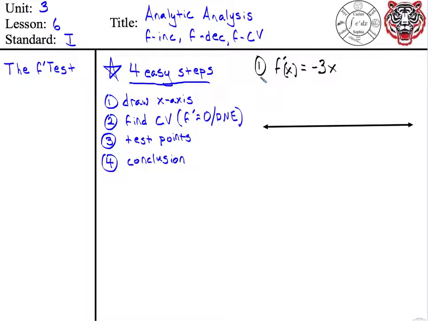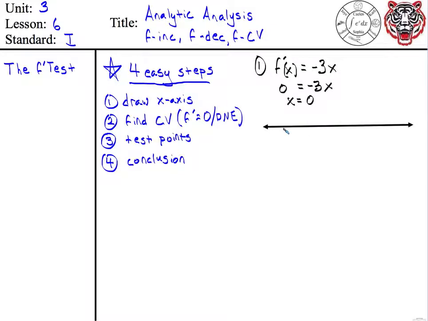Well, we set f prime equal to 0. So I'm going to say 0 equals negative 3x. I'm just using the definition: f prime is equal to 0. I changed f prime to 0, and then I solve. 0 equals negative 3x. Therefore, x is equal to 0.